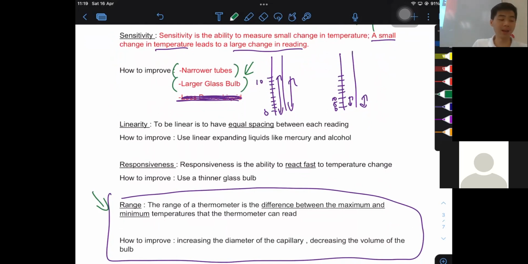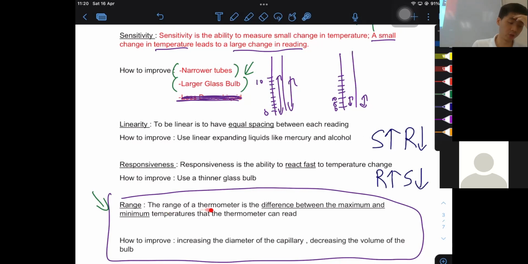Why? Because if you remember last week, I mentioned that range and sensitivity are the exact opposite of each other. Meaning to say, today, if I want to increase the sensitivity, the range for sure drops. If I want to increase the range, the sensitivity for sure drops. Now, if we look at the definition here, the range of a thermometer is the difference between the maximum and minimum temperature that the thermometer can read. If you look at the improvements, it is the exact opposite of sensitivity.